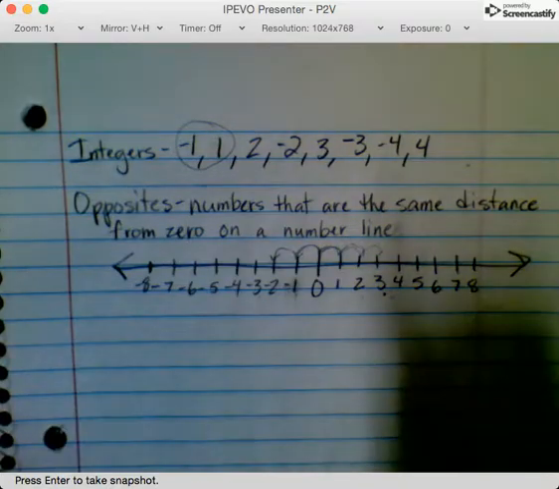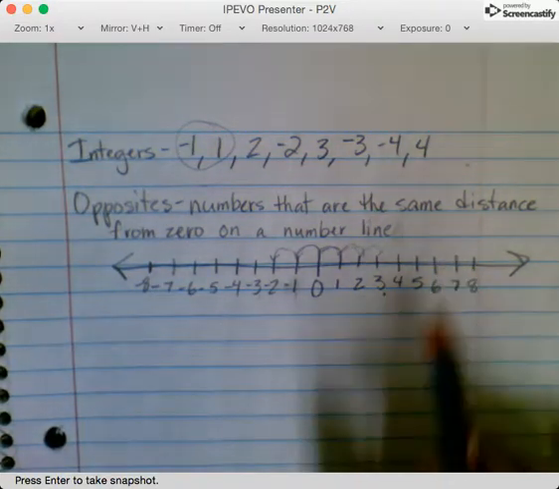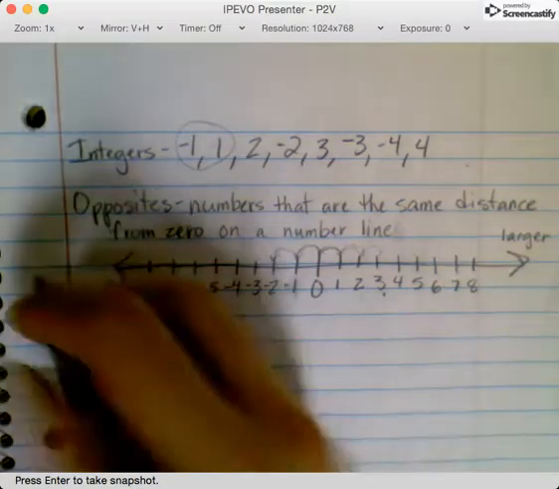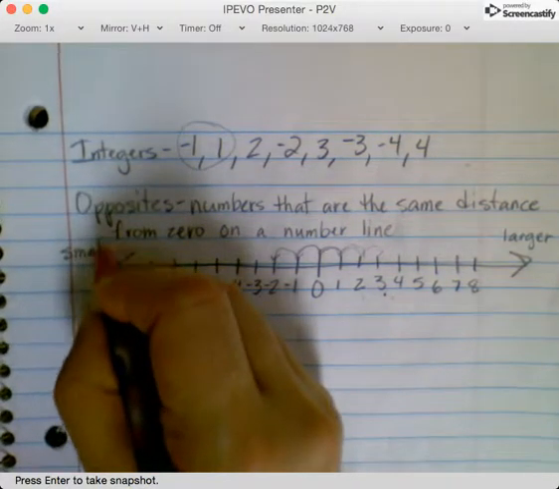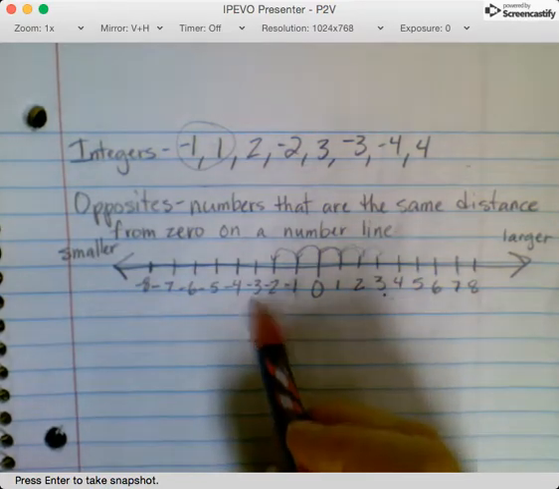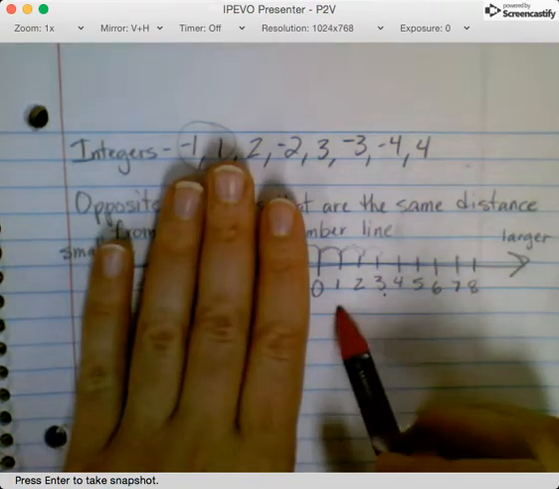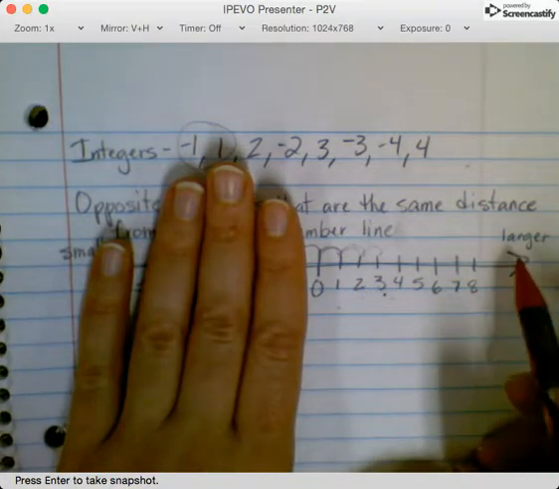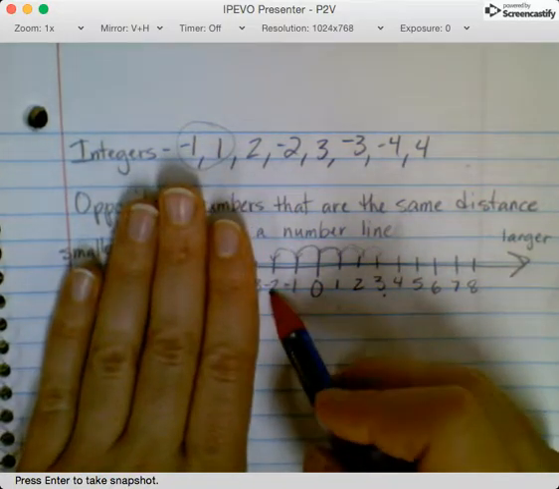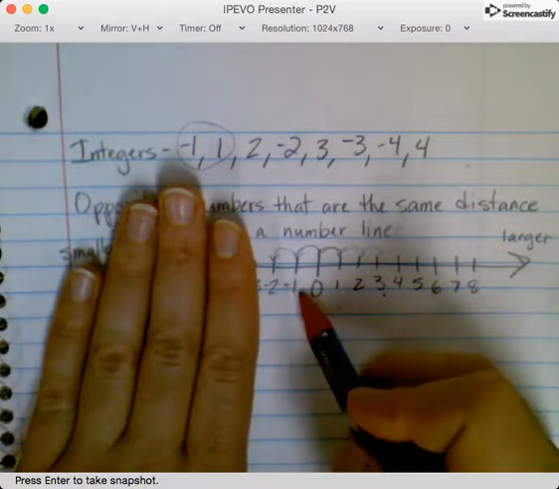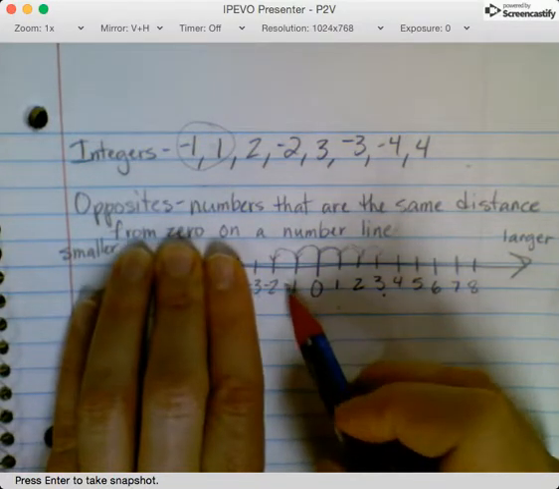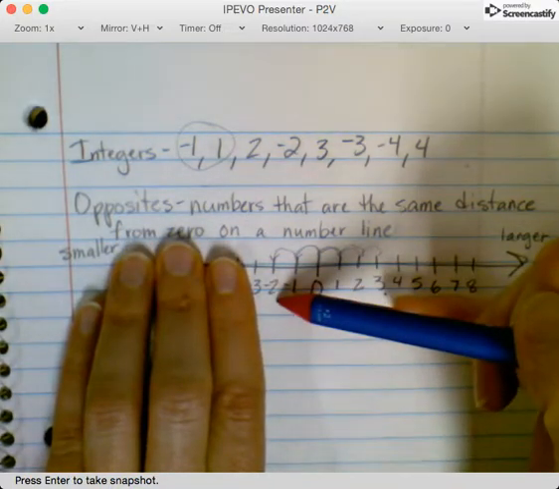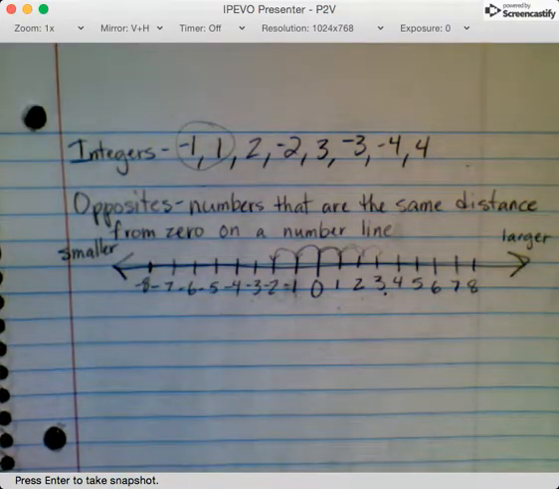One of the things that I want to point out on a number line, as you go to the right, the numbers get larger. As you go to the left, the numbers get smaller. So when I'm working with positive numbers, I know that 2 is bigger than 1. Well, it's to the right. If I'm working with negative numbers, I have -2 and -1. Well, if I look at it, interestingly enough, it's the opposite direction. So actually, -2 is smaller than -1.